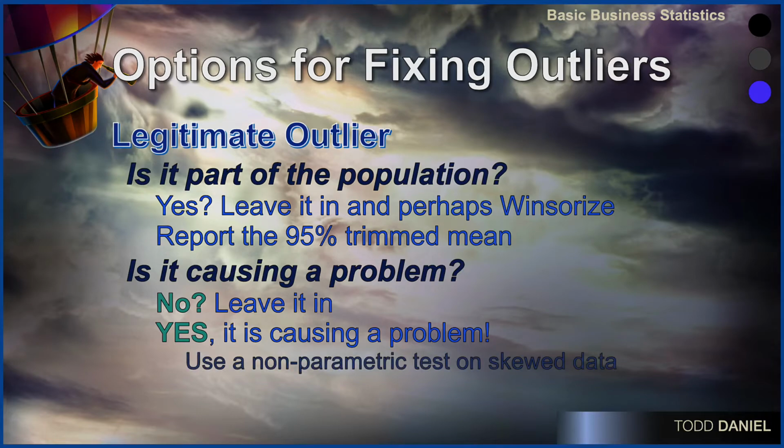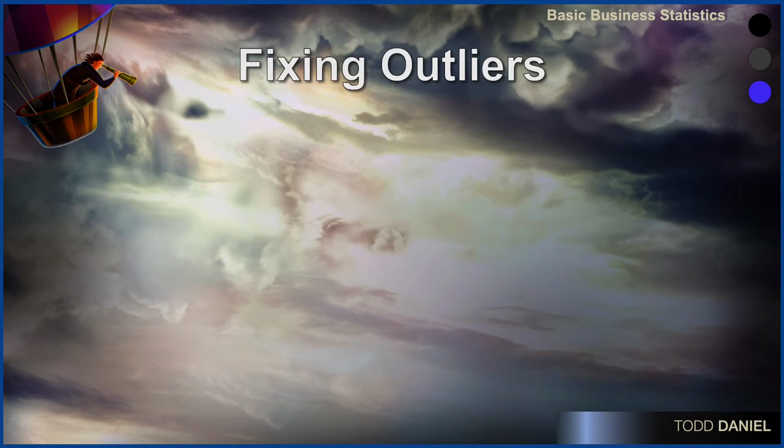It's possible, especially if we have a great many outliers that are truly distorting our sample, we may use a non-parametric test instead of a parametric procedure. Or we could run a parametric test both with and without the outlier and then report the results for both. Here's some other options for fixing outliers.